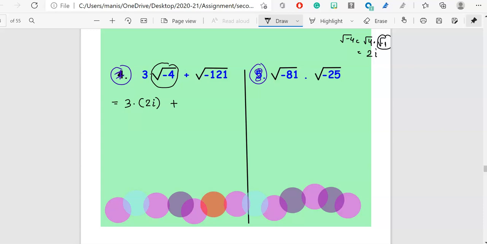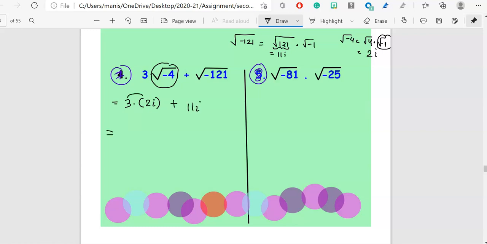Now this is my negative 121. How can I do this? Okay, so we have been doing this earlier. You can rewrite it like this: radical of 121 times radical of negative 1. What is the square root of 121? It's your 11. What about this one? This is i. So the square root of negative 121 is what? 11i.